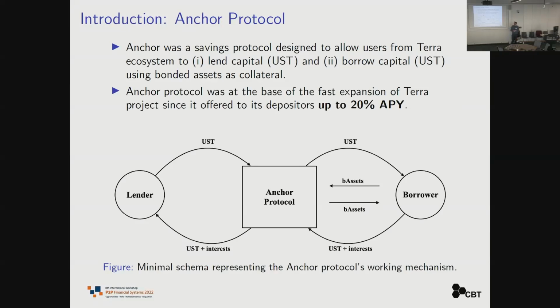Anchor was a second protocol, a borrowing or lending protocol if you prefer, that allowed users to lend capital, UST, and borrow capital using bonded assets as collateral. Here the main base of the funding strategy is found, because they offered up to 20% annual percentage yield, in theory without risk.